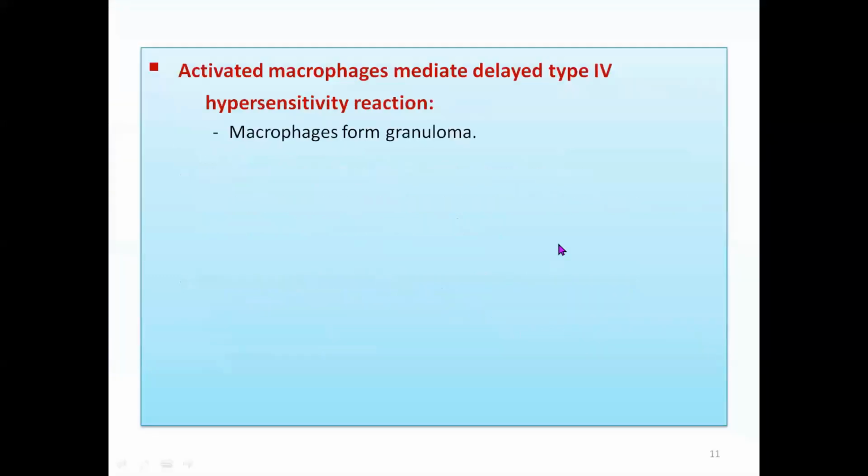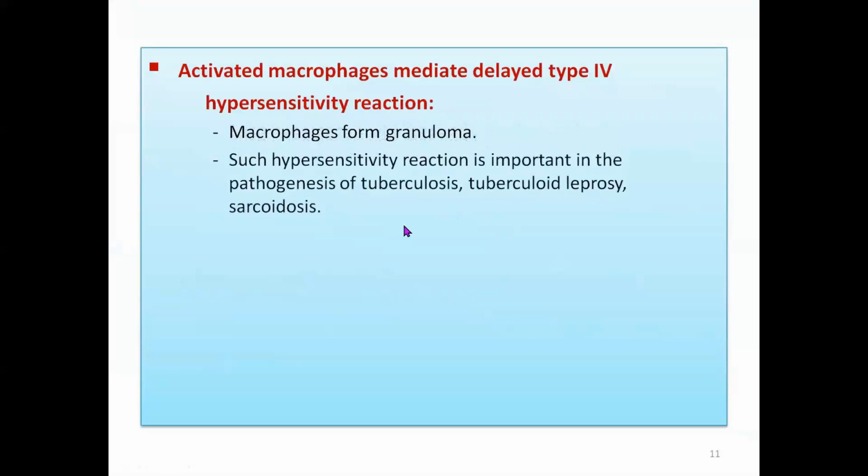Activated macrophages mediate delayed type 4 hypersensitivity reaction. Macrophages change into epithelioid histiocytes, and these histiocytes form granuloma. Tuberculosis, tuberculoid leprosy, and sarcoidosis are some examples of granulomatous disease processes.